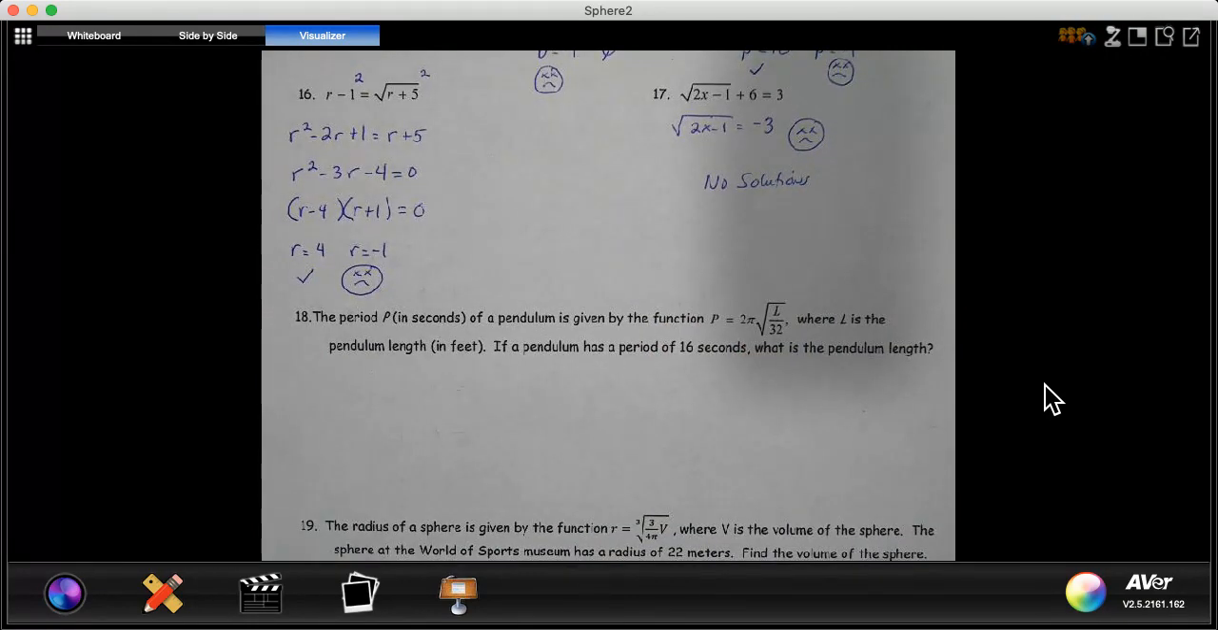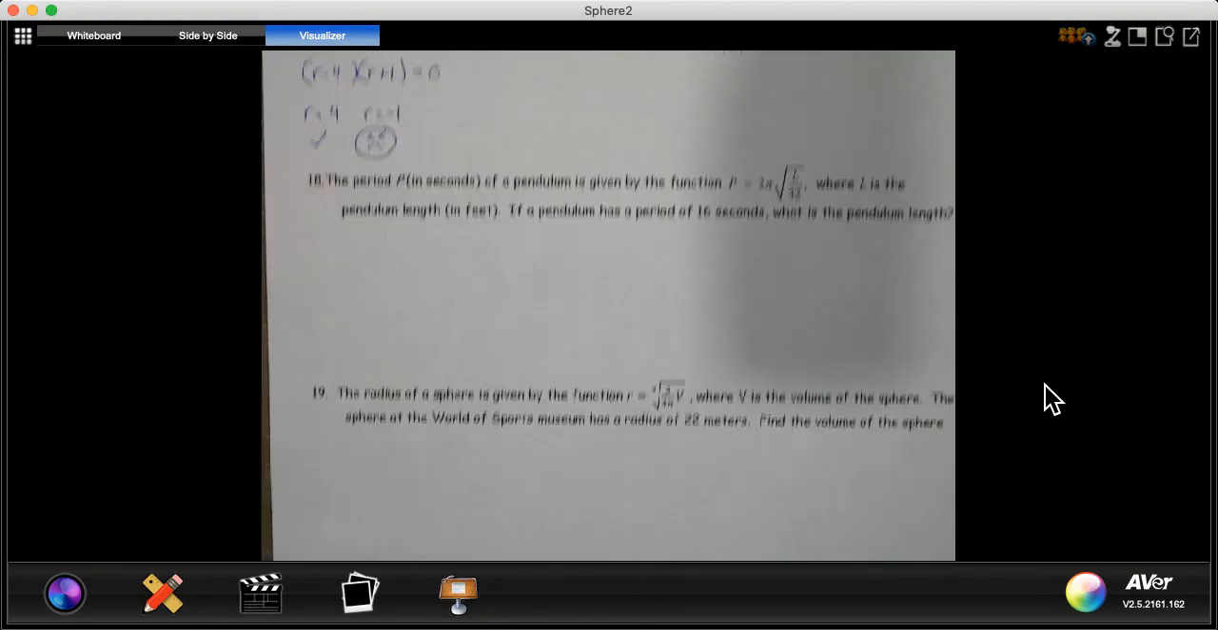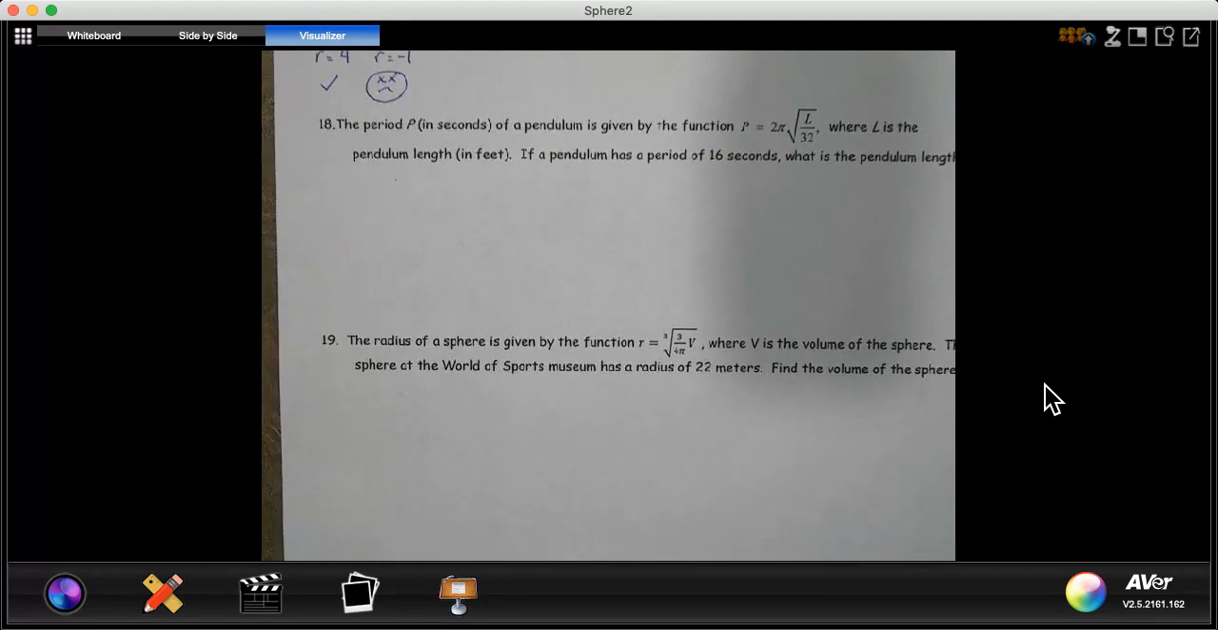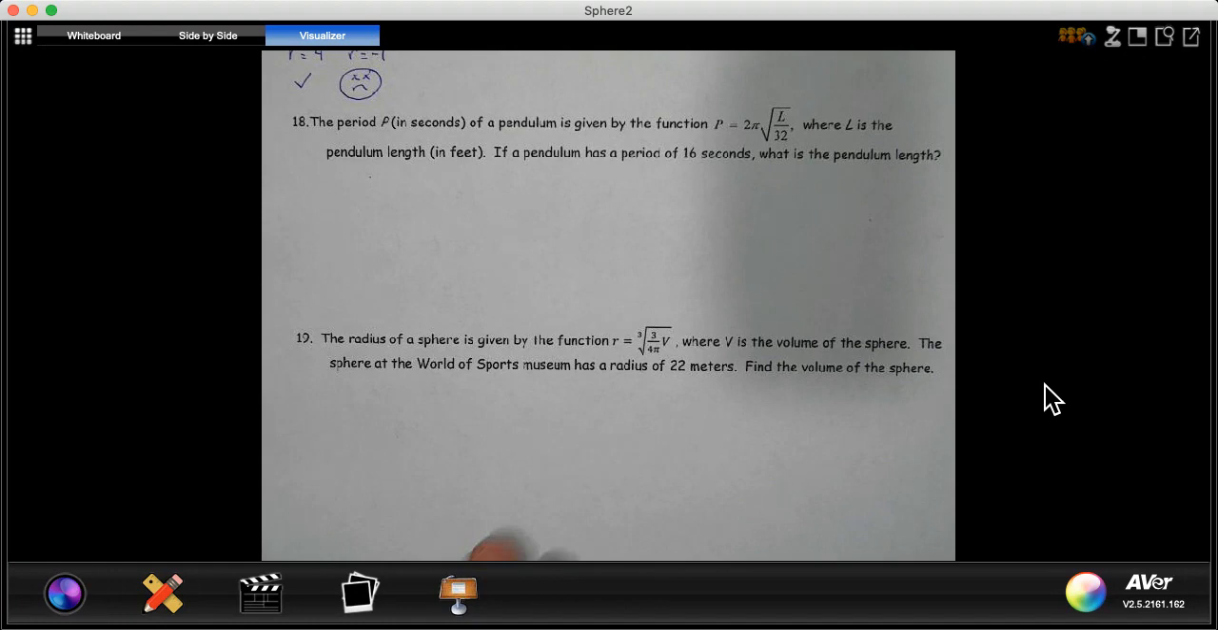All right, story problems are no different. They just have a little bit of story to them, because this is real life. There's people out there solving root problems every day. So the period P of a pendulum is given by the function P equals 2 pi times the square root of L over 32, where L is the pendulum length. If a pendulum has a period of 16 seconds, what is the length?